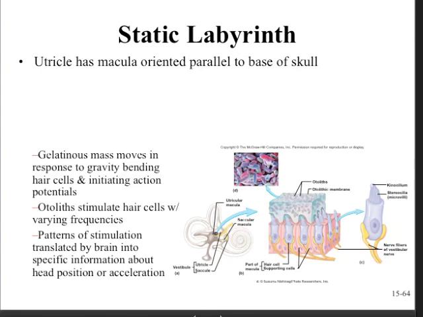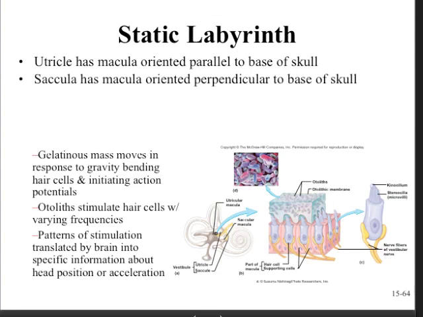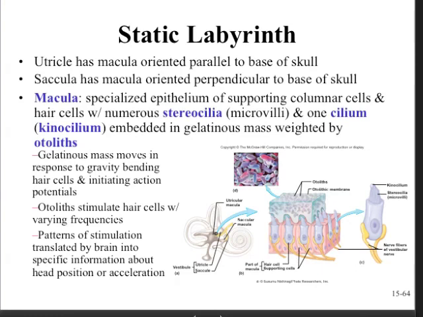The utricle has a macula that's oriented parallel to the base of the skull, while the saccule has a macula oriented perpendicular to it. The maculae are specialized epithelia of supporting columnar cells and hair cells that have stereocilia and one kinocilium embedded in a gelatinous mass that has the otoliths in it. The mass moves in response to gravity and bends the hair cells and generates an action potential. The otoliths stimulate the hair cells with varying frequencies. The patterns of stimulation are translated by the brain into information about head position and about acceleration.